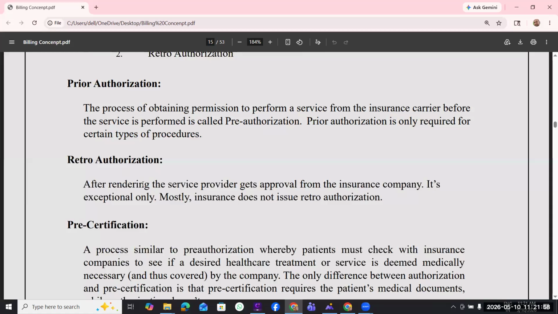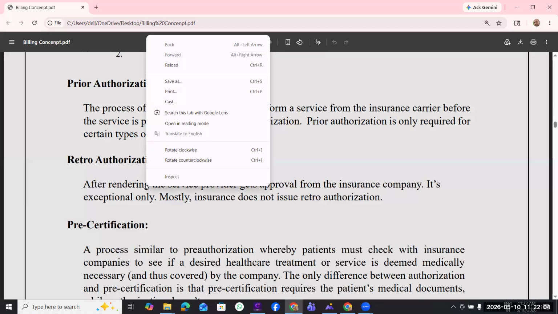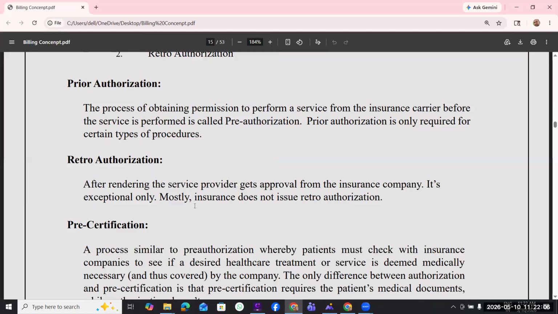But in an emergency situation, the patient comes to the hospital and there is no time to take the authorization. At that time the physician gives the service. After that, they call the insurance and say, due to the emergency situation the patient had this procedure, so please provide the authorization. That is called retro authorization or after-procedure authorization.